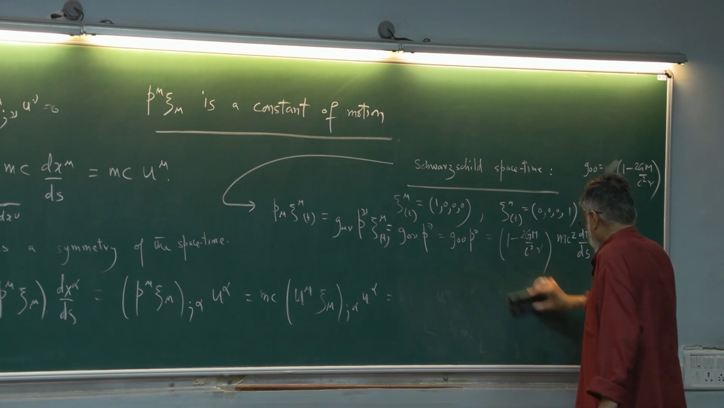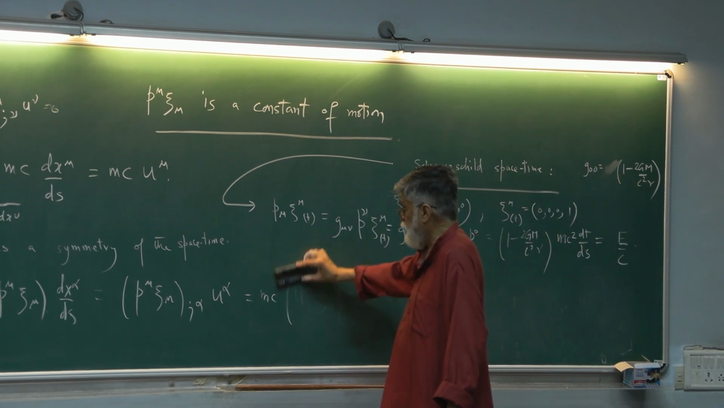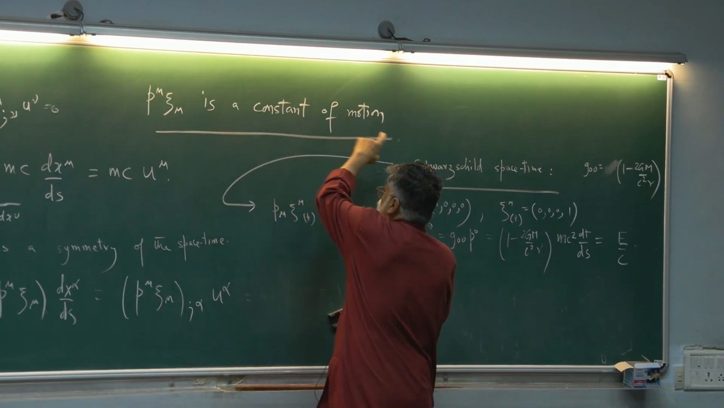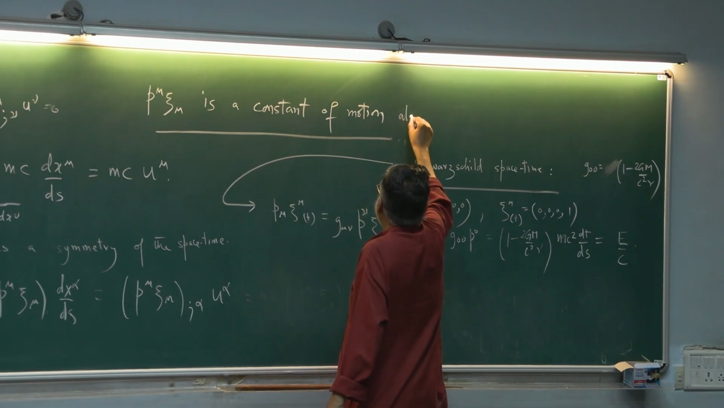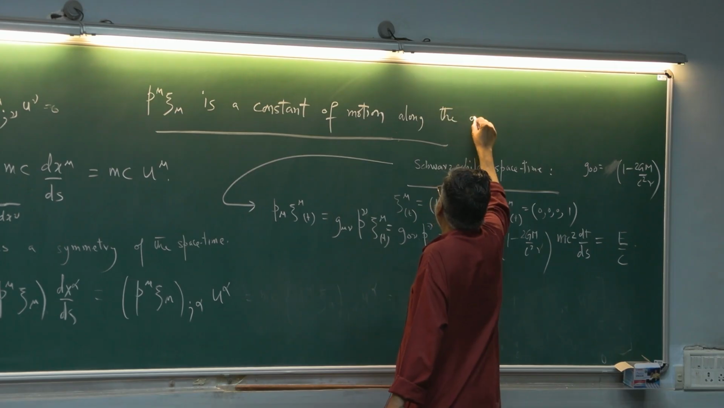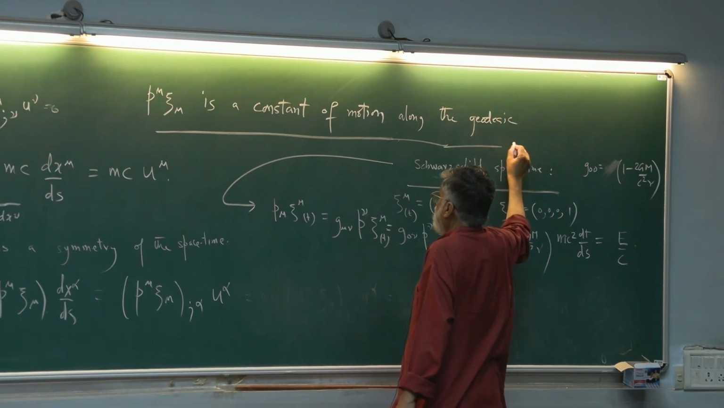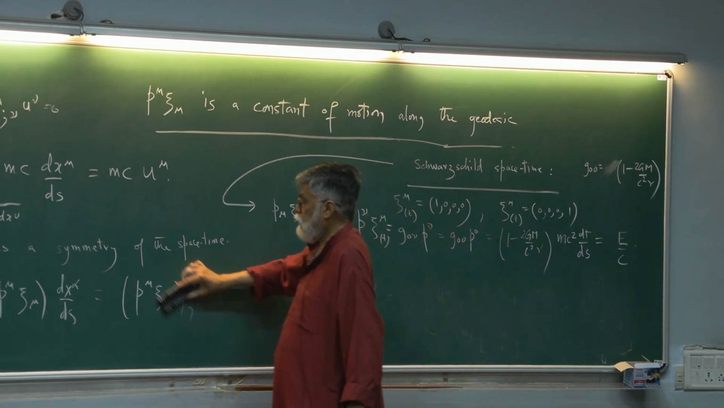Any trajectory in the Schwarzschild space-time which is freely falling, remember, is a constant of motion along the geodesic. So any freely falling particle in Schwarzschild space-time, the energy is conserved.